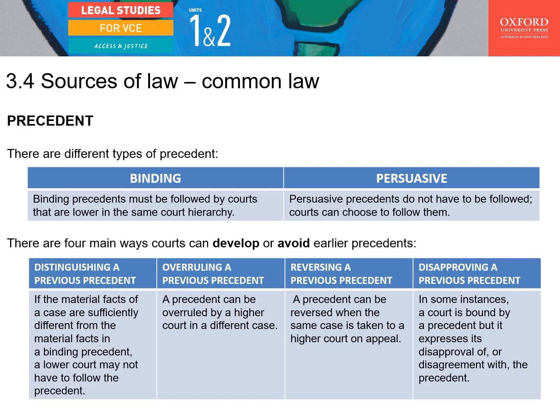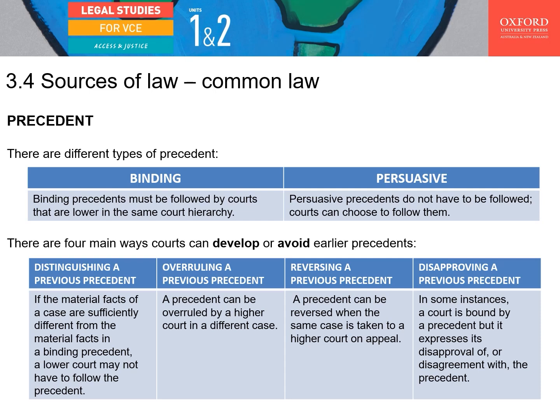We're not going to use that too much, but we'll move along to the different types of precedent now. These you will need to know. There are two different types of precedent: binding and persuasive. Binding precedents must be followed by courts that are lower in the same court hierarchy. Like I was saying, if the Supreme Court makes a decision, the county court and the magistrates court must follow it. Persuasive precedents don't have to be followed, and courts can choose to follow them.